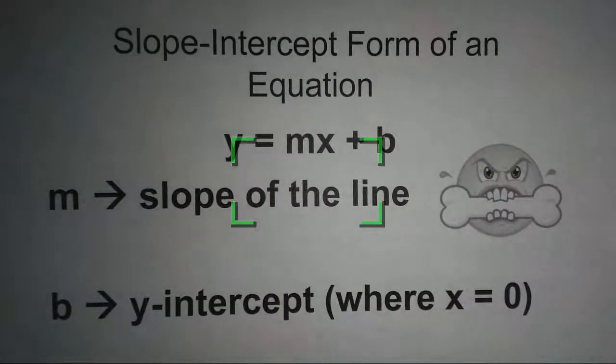So the slope-intercept form of an equation is y equals mx plus b. That should look familiar to all of you. Now the m is the slope of the line. It's telling how the y is changing in relation to the x. And the b part of the equation is the y-intercept. So if x equals 0, that's what y would equal. Basically, it's where that line crosses the y-axis.